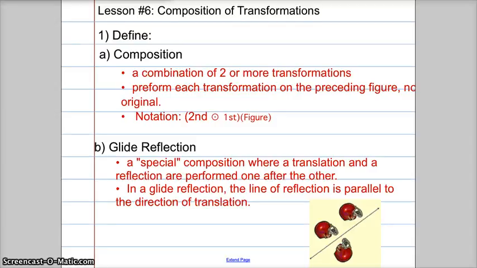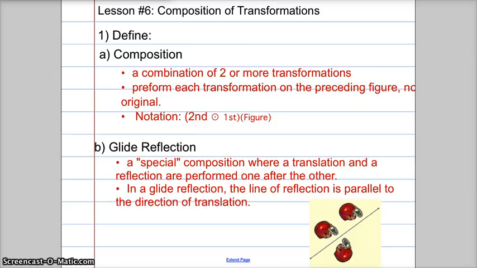This is Lesson 6 for Unit 3, Composition of Transformations. Some definitions. A composition of a transformation is a combination of two or more transformations. Think about doing a translation and then a rotation, or a dilation and then a reflection. You perform each transformation on the preceding figure, not the original.